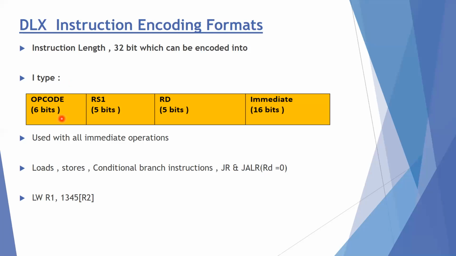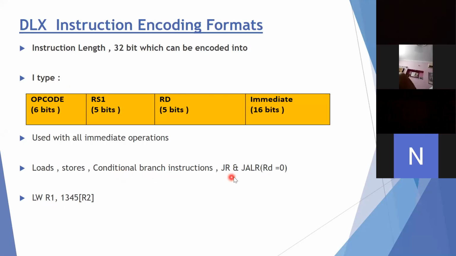So what happens in an I-type encoding? Suppose I've taken, see, all the instructions which are referenced in an immediate addressing mode, the load and store operations, and conditional branches, and also jump register and jump and link register. So these are exceptional cases.